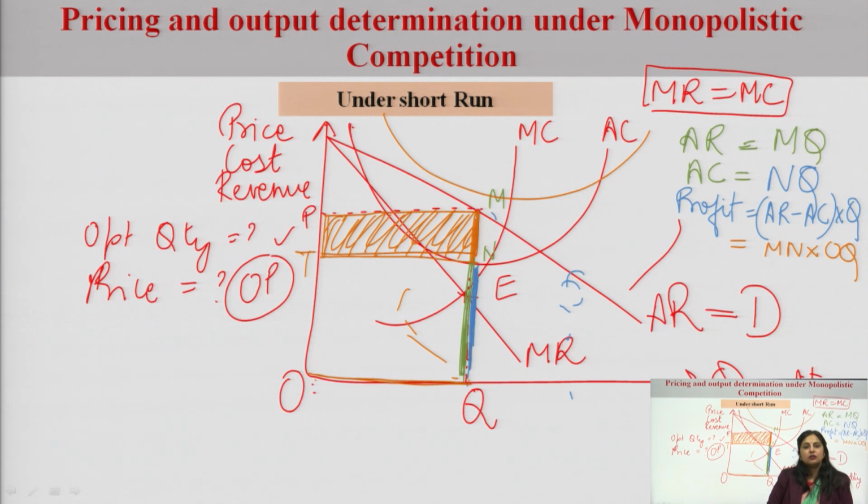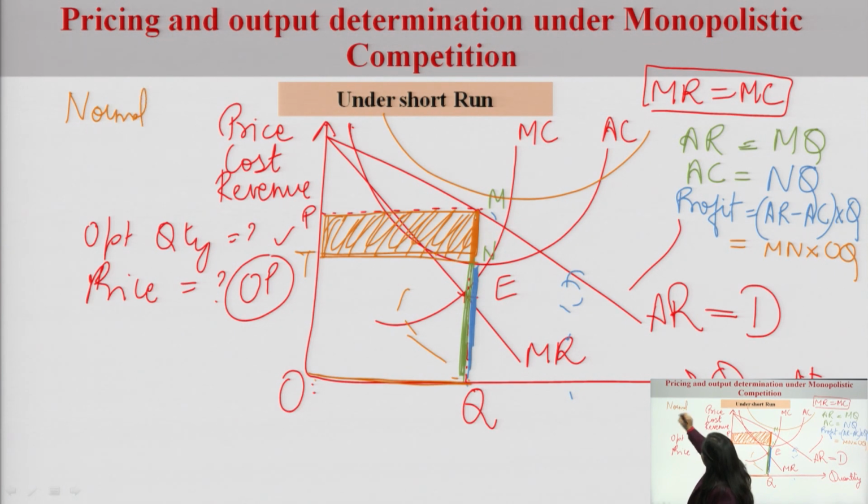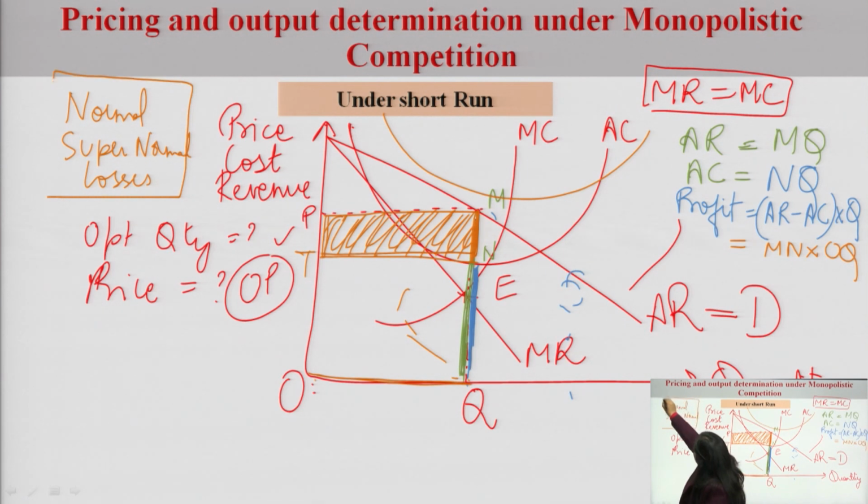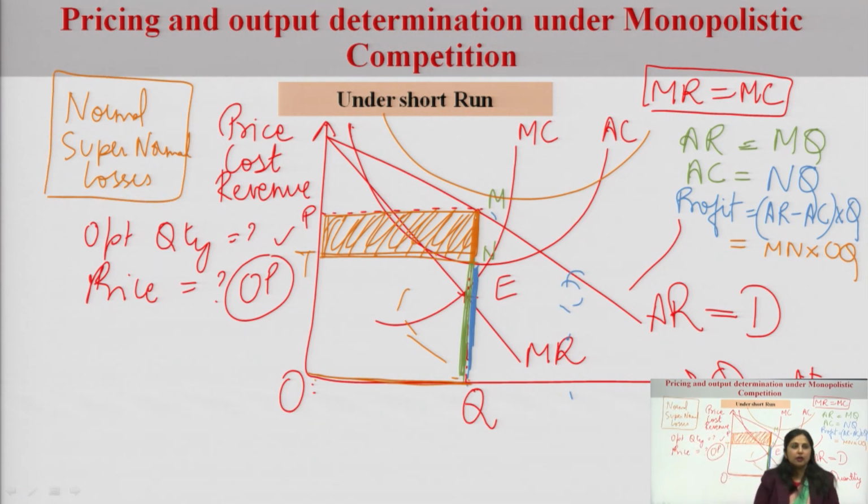So, it depends on the cost structure of the monopolistic seller whether he would have profits, losses or normal profits in the short run. So, in the short run, what kind of profits can he have? He can have normal profits, he can have supernormal profits, or he can have losses. These can be the possibilities for the seller in the short run. Okay? So, this we have concluded under the short run. Let us move to the long run.